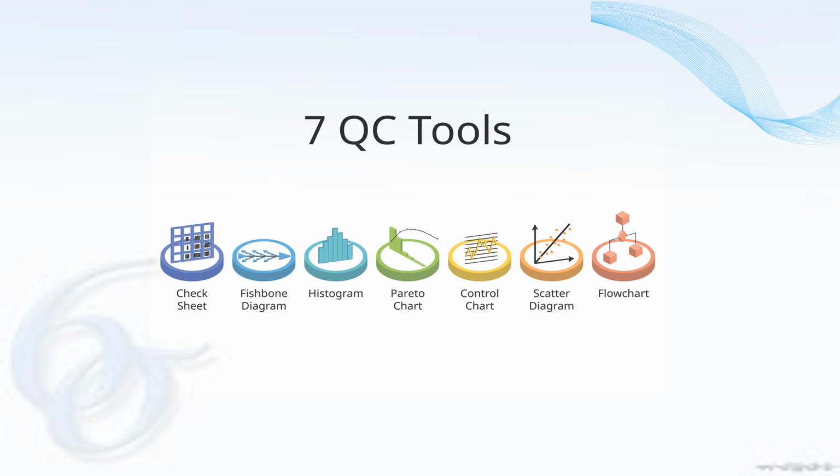These seven tools are important in the food industry for product quality, ensuring process consistency and reducing defects, ultimately leading to improved customer satisfaction and regulatory compliance.